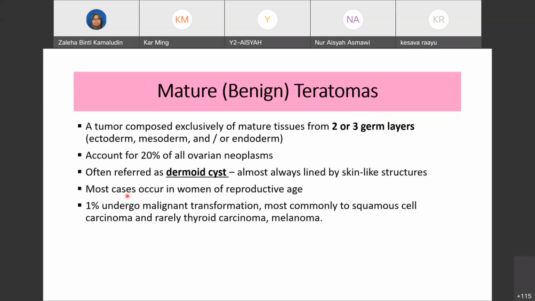monodermal teratoma. So the mature tumor needs to have at least 2 or 3 germ cell structures: ectoderm, mesoderm, or endoderm. So at least 2 out of these components, or 3, or all of these components. Clinically, sometimes they call this a dermoid cyst. Why do we call it dermoid cyst? Because histologically it has a skin-like structure, derived from the ectoderm germ cell. Mostly these mature teratomas occur in reproductive age, and about 1% can undergo malignant transformation, for example squamous cell carcinoma and sometimes thyroid carcinoma.